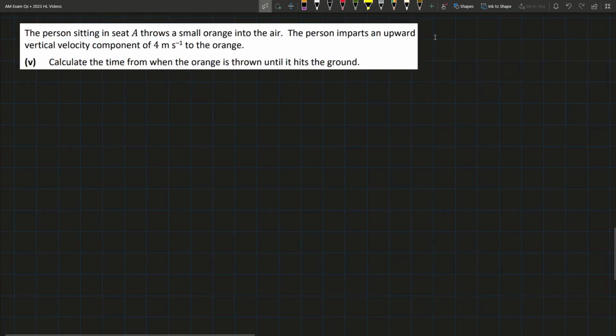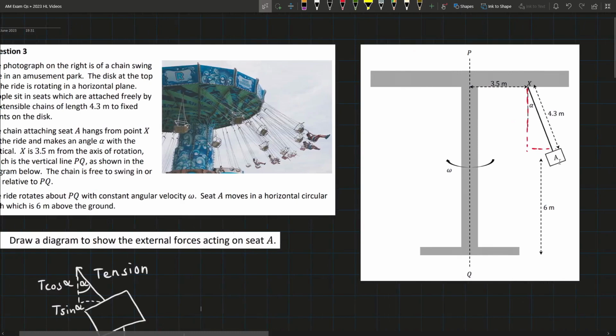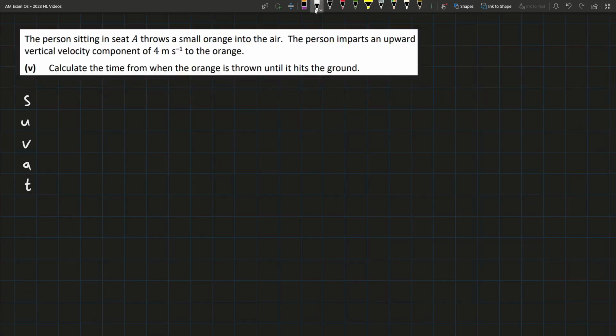So the last question is actually just a uniform motion question. So basically, a person in seat A throws a small orange up, and they give 4 meters per second to the orange going upwards. How long does it take until it hits the ground? Well, let's have a look at our diagram. A is 6 meters above the ground. So in total, starting from the starting point, it needs to go down 6 meters. So since it needs to go down 6 meters, the displacement will be minus 6. The initial velocity is 4 upwards. The acceleration is minus g. And the time taken is what we're looking for.